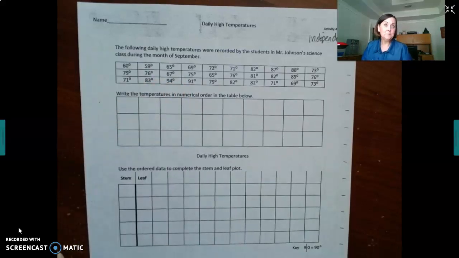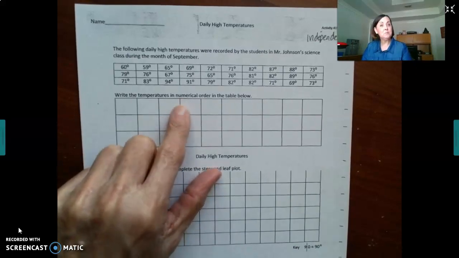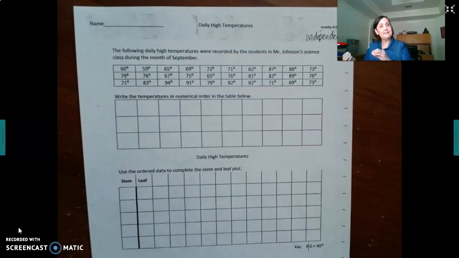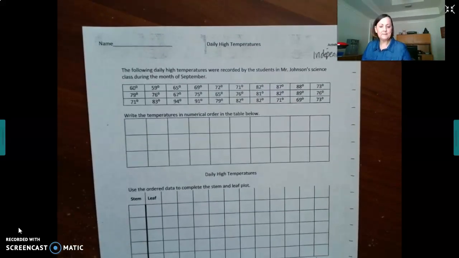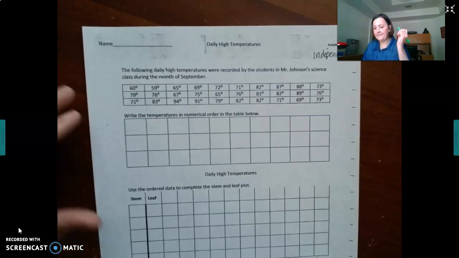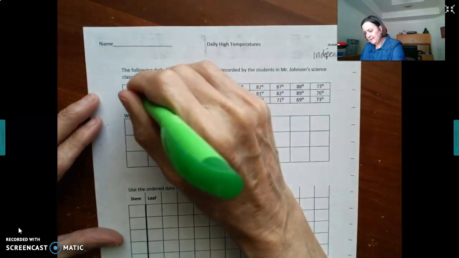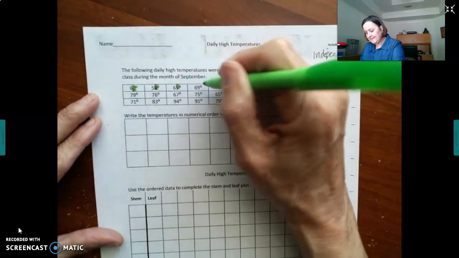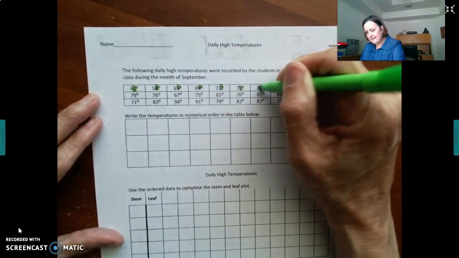So the first thing we need to do is what? We need to write the temperatures in numerical order from the least to the greatest. So what I'm thinking is I am going to use my highlighter, and let's start with the green highlighter. I'm going to use green for the leaf. So I'm going to highlight my leaves very quickly.